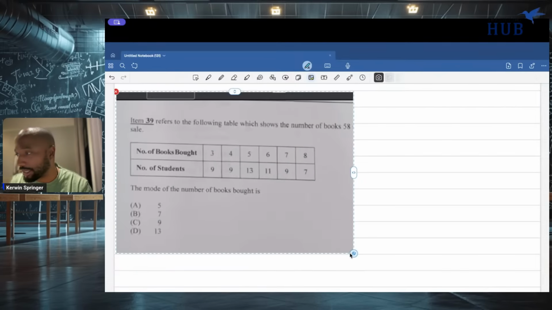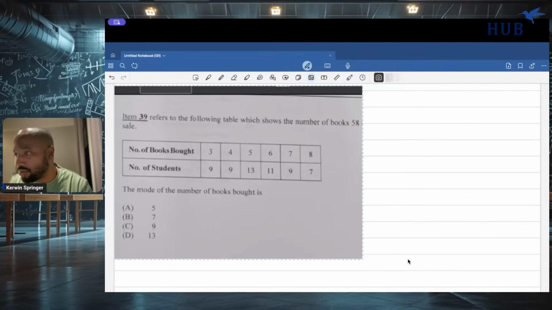The mode number of books bought. This is a tricky one that still comes up often. The mode number of books bought is, this is the number of books bought, and I'm seeing 8 is the highest. Oh, no, wait. We need to consider this.